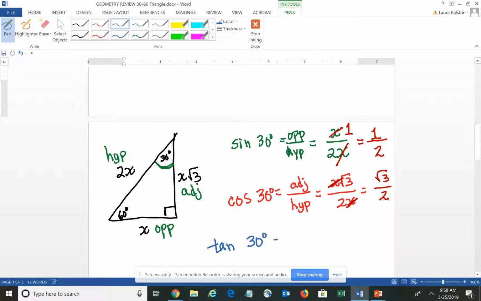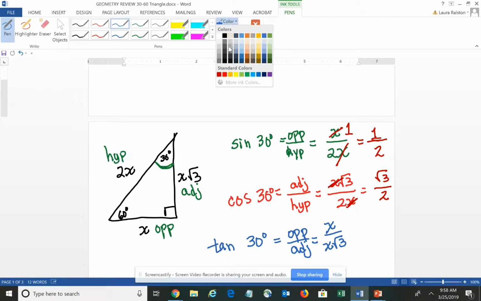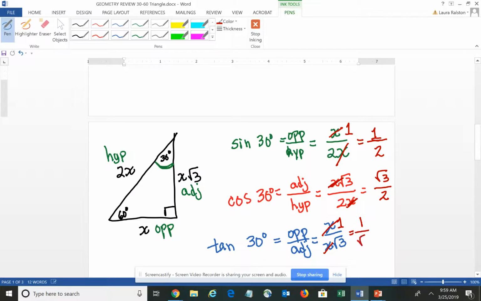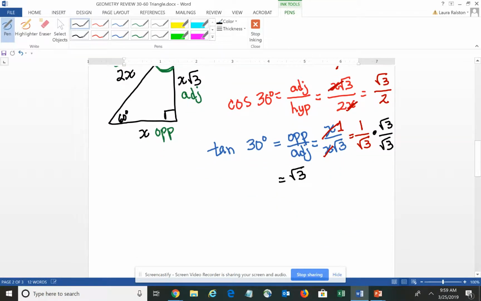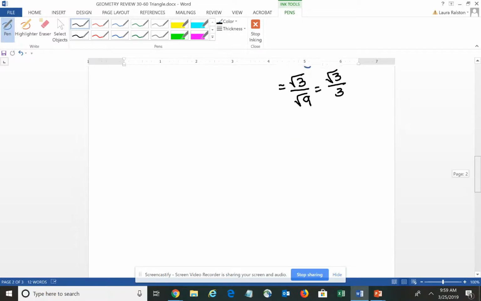And then let's think about the tangent of 30 degrees, which is the opposite over the adjacent. So we have x over x square root 3. So again, I notice that I have an x in the numerator and an x in the denominator with a placeholder of 1. So I have 1 over square root 3. Remember, we don't leave a square root in the denominator, so we're going to multiply the numerator and denominator by square root of 3 over square root of 3, which ultimately gives me square root 3 over 3. So the tangent of 30 degrees is square root 3 over 3. And again, that's always going to be true. The size of the triangle doesn't affect that trigonometric relationship.